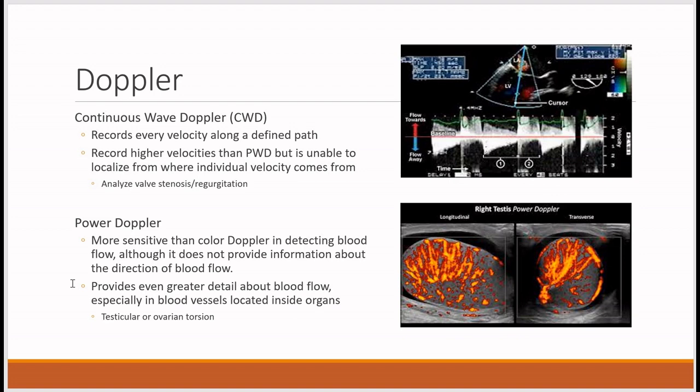And a power wave Doppler. This is more sensitive than a color flow Doppler in detecting blood flow, although it does not provide information about the direction of blood flow. It provides greater detail about blood flow in an organ, such as testes or ovaries. As you can see here, in the testes, there is blood flow.